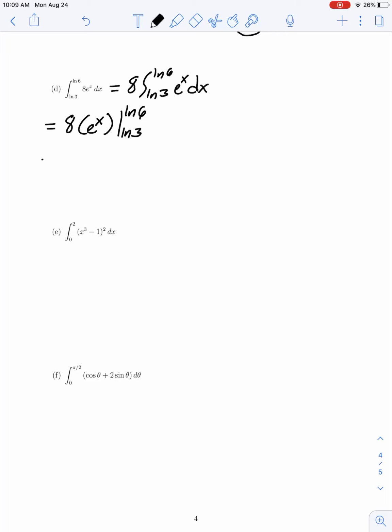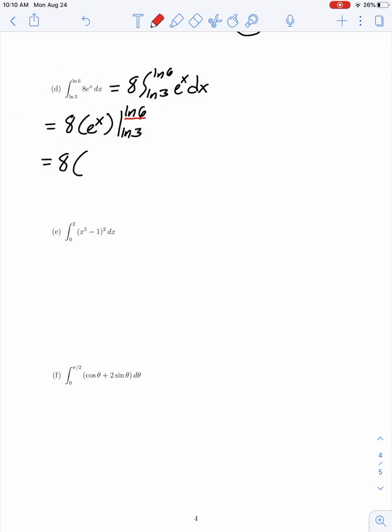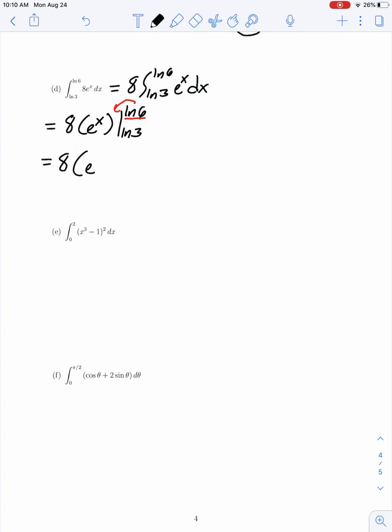So let's see what we have. We have a constant 8 out in front, and when I evaluate my antiderivative at the upper limit of integration, well, I have e raised to the natural log of 6, and then I subtract the value that I get by substituting in my lower limit of integration.